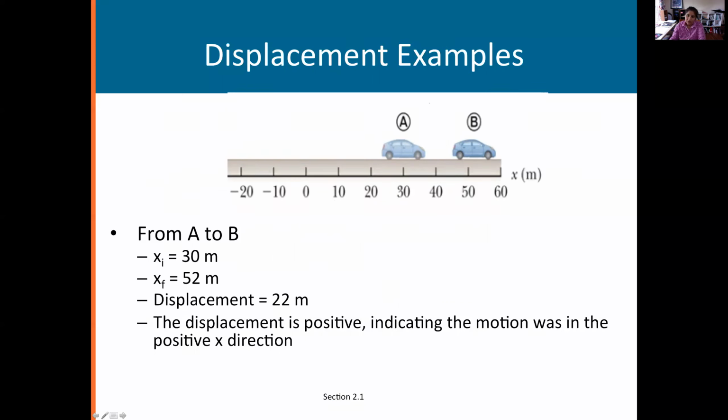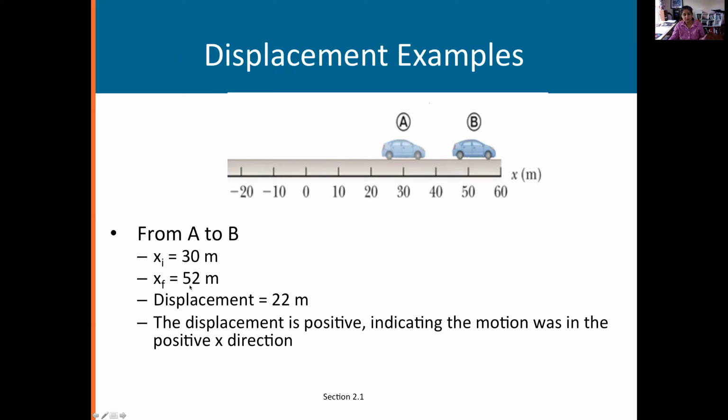Here's a car at some initial position, which is written as A, and it moves from position A to a final position B. And if you had a better scale, you would see that the position B is actually 52 meters and A is exactly 30 meters. So it's not possible to read that off here, but just take these as given. So we know the initial position, we know the final position, which means we can find the displacement.